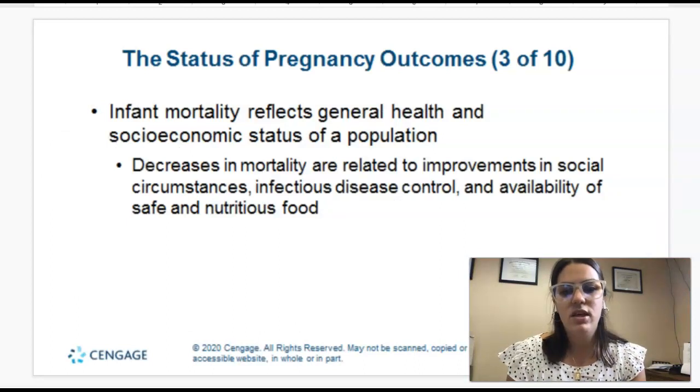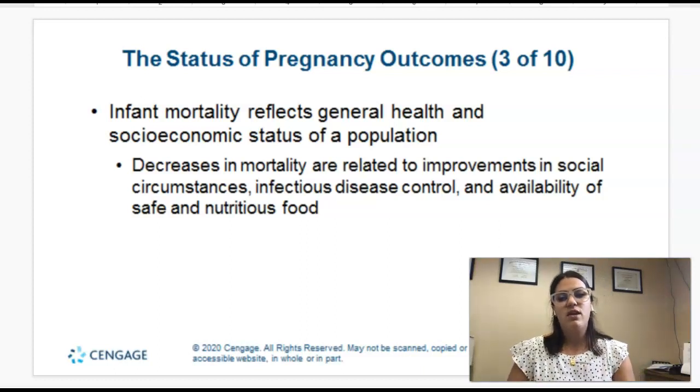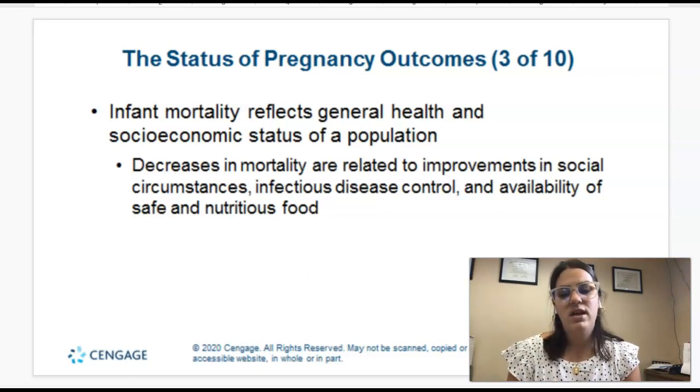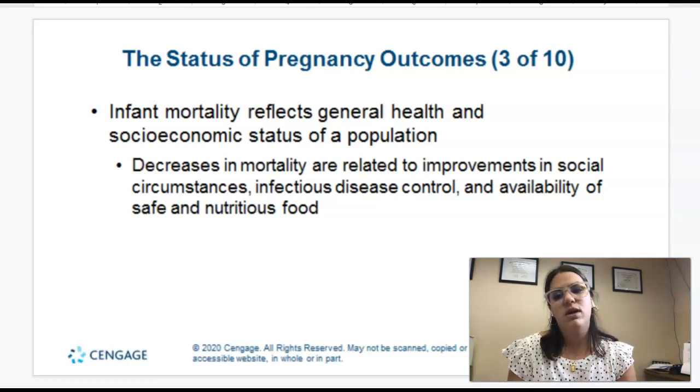Okay, so looking at the infant mortality rate, what this really does is give us a general idea of the health and socioeconomic status of a population. So what we are going to discuss is how greatly the health of mom can impact the health of the pregnancy and the outcome of the pregnancy, but also the health of the infant. So that's how we can see that the general health could impact infant mortality rates, but also socioeconomic status.